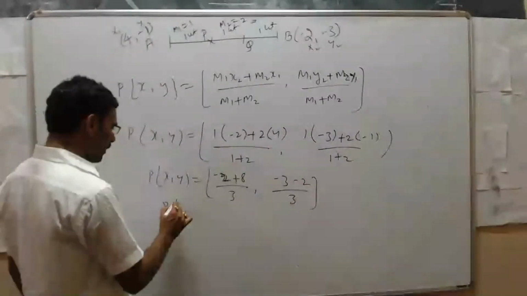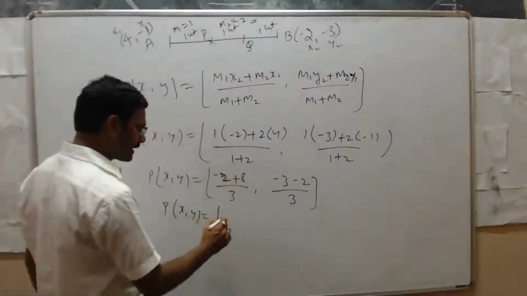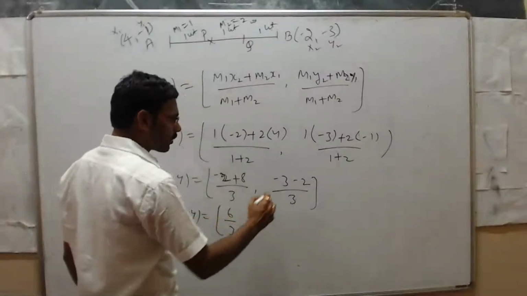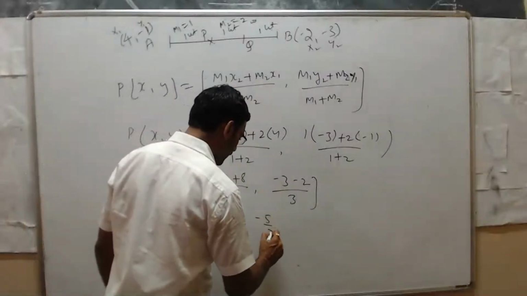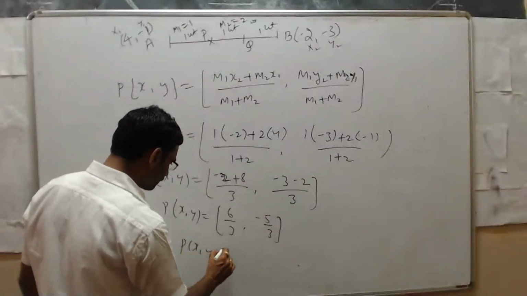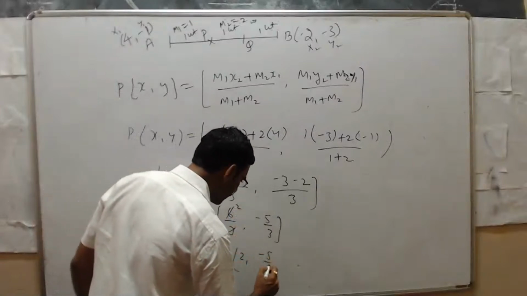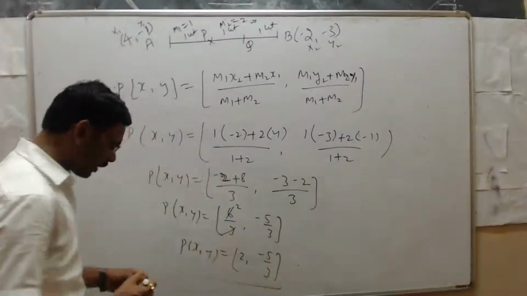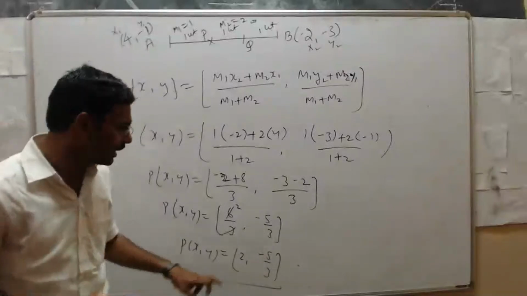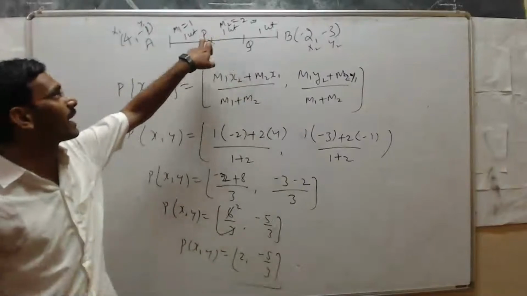Then p of x comma y is equal to (-2 + 8)/3, which is 6/3, and (-3 - 2)/3, which is -5/3. Then p of x comma y is equal to 3 1s are 3, 3 2s are 2 comma -5 by 3. Therefore the coordinates of p are 2 comma -5 by 3.